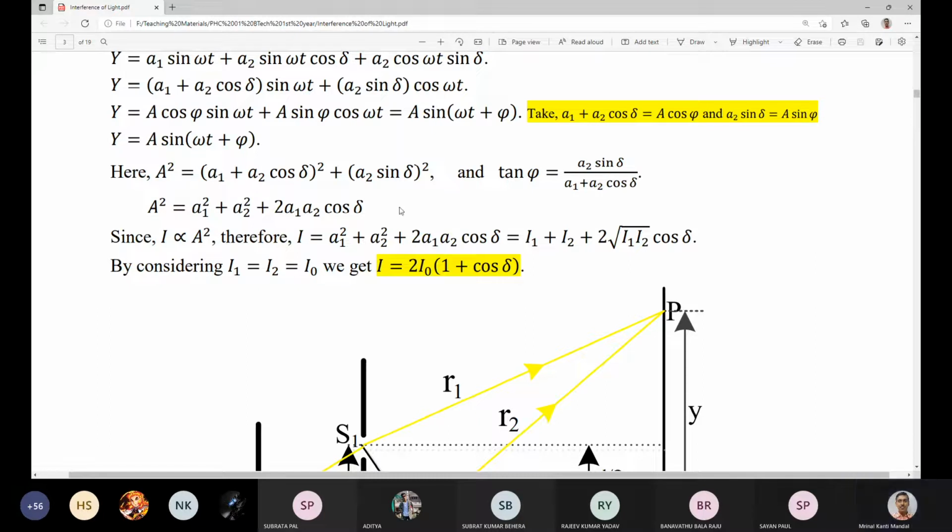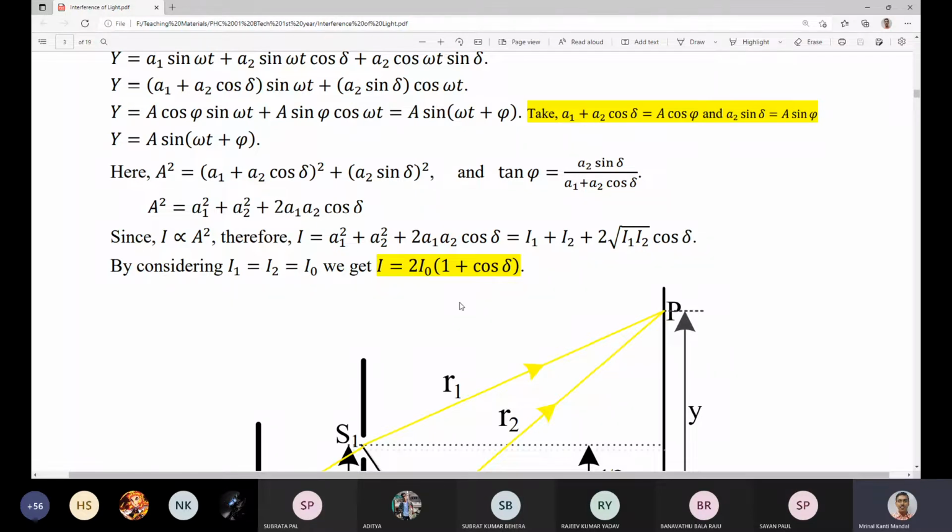Now you know that intensity at a particular point is proportional to the square of the amplitude, so I is proportional to A squared. Therefore, you can write I equals I1 plus I2 plus twice root I1 root I2 cos delta, where A1 squared is I1 and A2 squared is I2. If we consider I1 equal to I2 equal to I naught, then we take twice I naught common: twice I naught (1 plus cos delta).